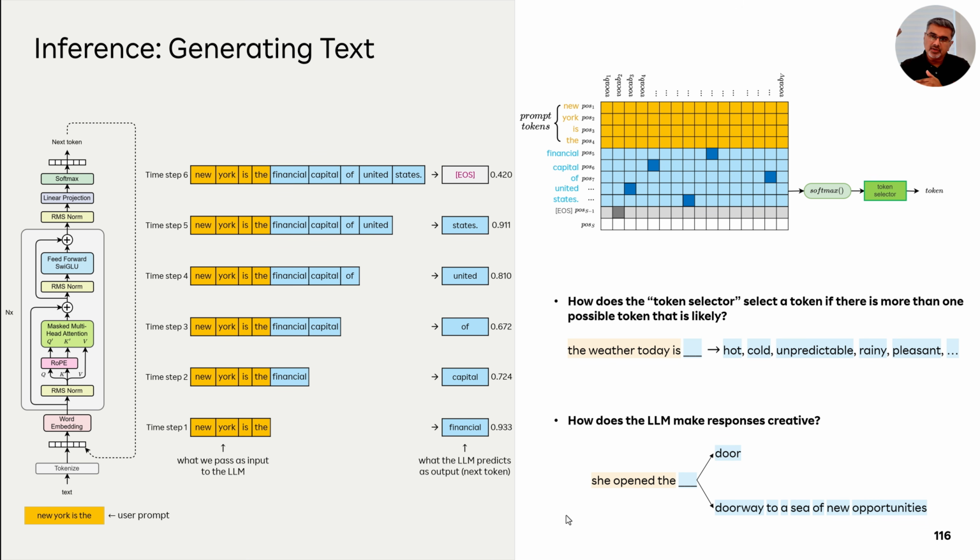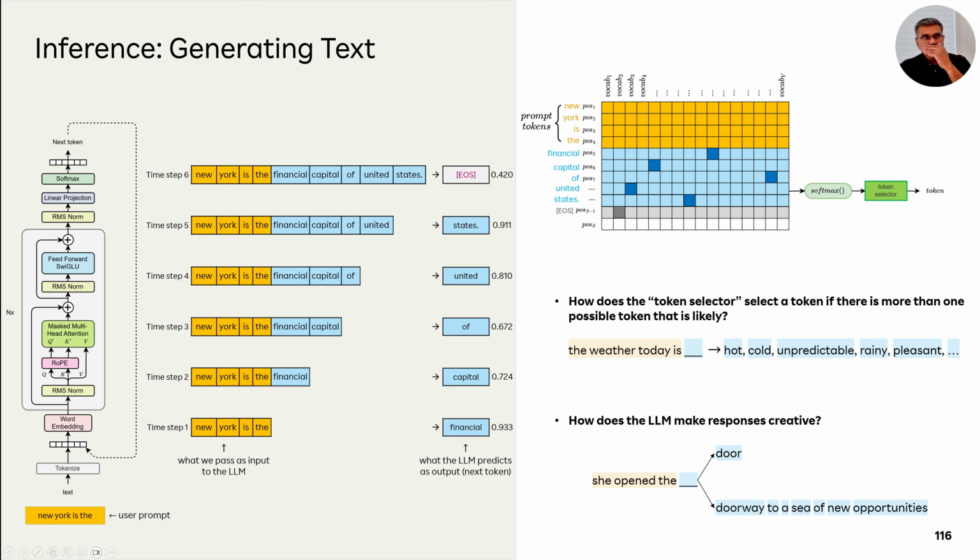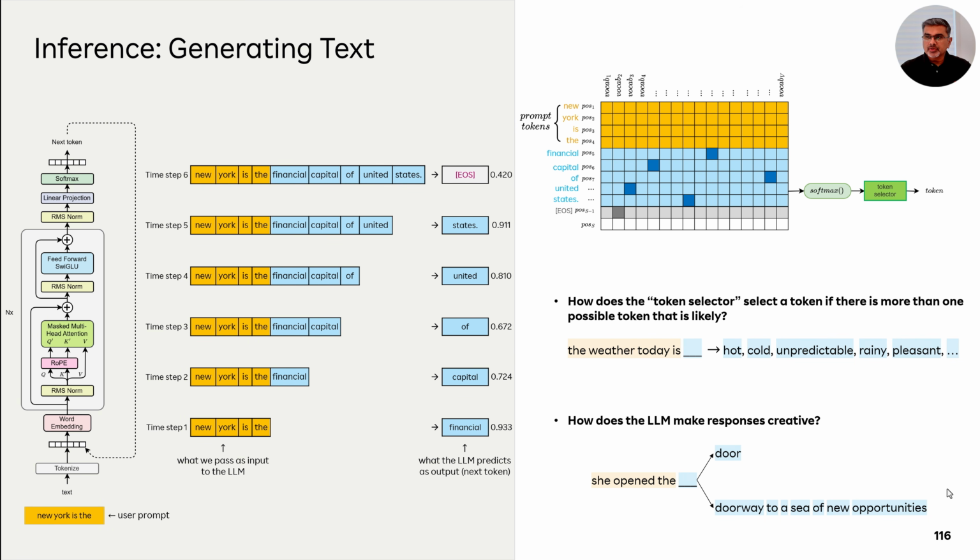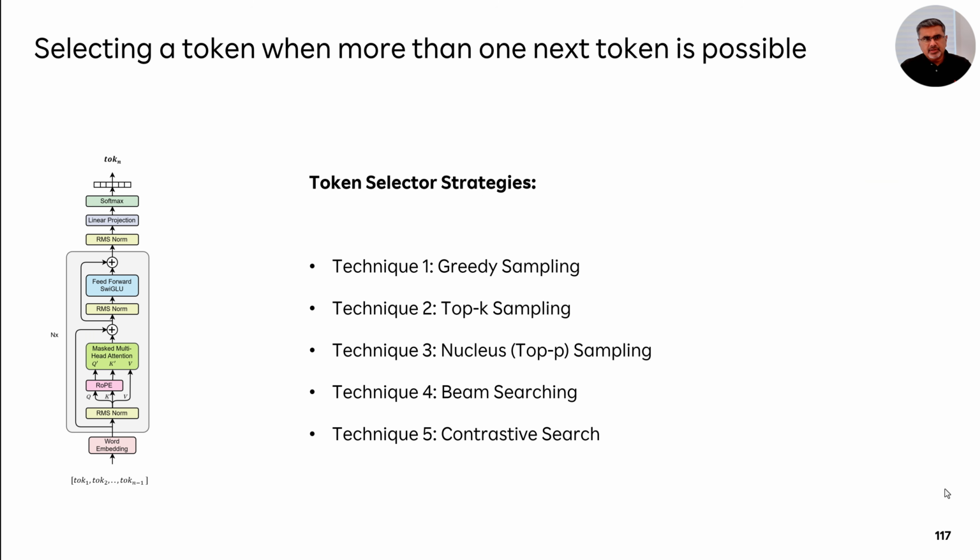Now let's study both of these things. How does the token selector work? And how does the LLM become more creative? Let's start with understanding how the token selector works. So there are 5 techniques that can be used to select the next token. And I show you all the names of the 5 here: greedy sampling, top K sampling, nucleus or top P sampling, beam searching, and contrastive searching. We will study the first 3.